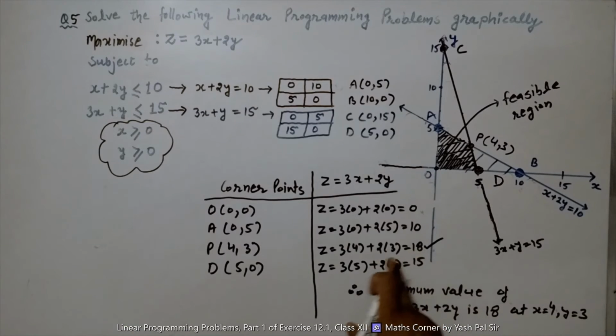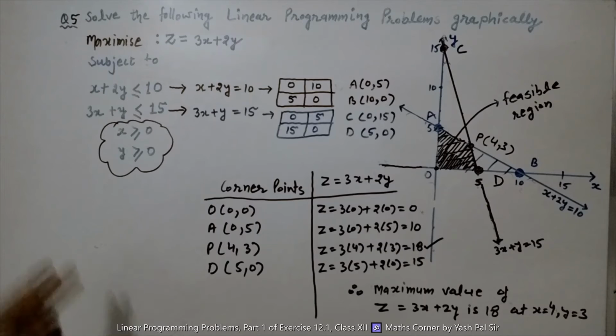There is no change, just because we changed this question from minimize to maximize. Accordingly, there is not much hard work. We saw that 18 is maximum. If it is minimum, then 0 is minimum. So this way we can solve every question of this exercise.